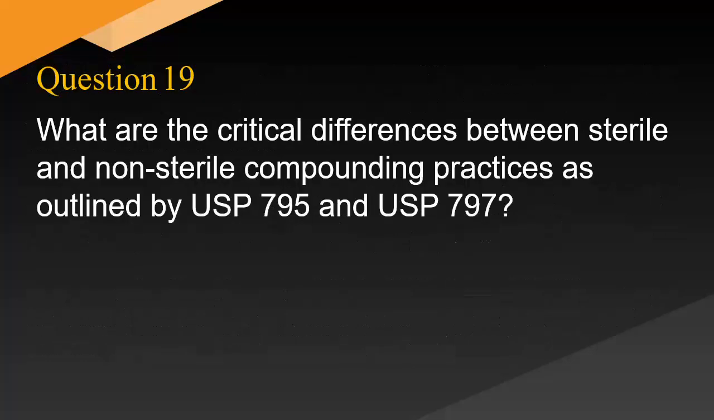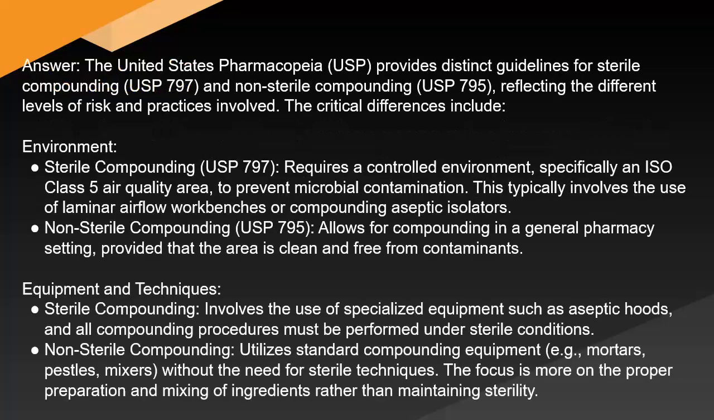What are the critical differences between sterile and non-sterile compounding practices as outlined by USP 795 and USP 797? Answer: The United States Pharmacopeia provides distinct guidelines for sterile compounding, USP 797, and non-sterile compounding, USP 795, reflecting the different levels of risk and practices involved. The critical differences include environment. Sterile compounding, USP 797, requires a controlled environment, specifically an ISO Class 5 air quality area, to prevent microbial contamination. This typically involves the use of laminar airflow workbenches or compounding aseptic isolators.